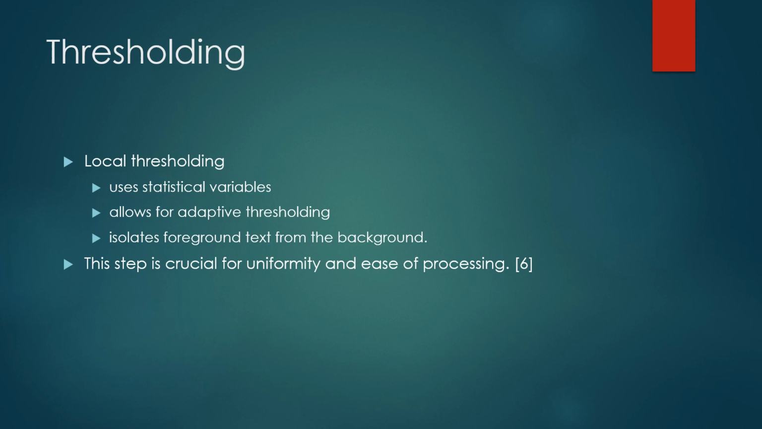In local thresholding, the windows or subpictures are employed instead of the complete image, since the smaller sections may have more uniform features. This process is crucial as it allows for the isolation of the foreground text from the background, allowing for uniformity and ease of processing.